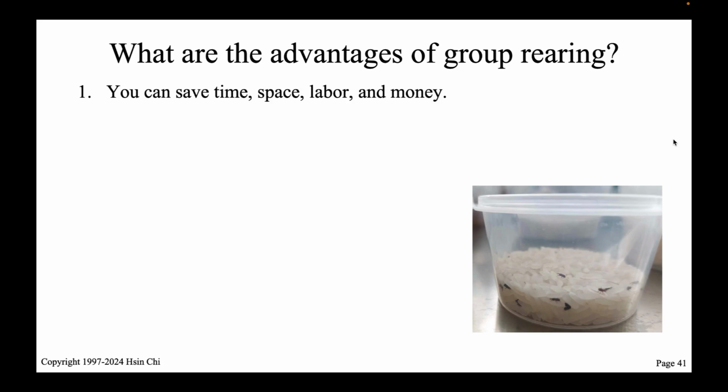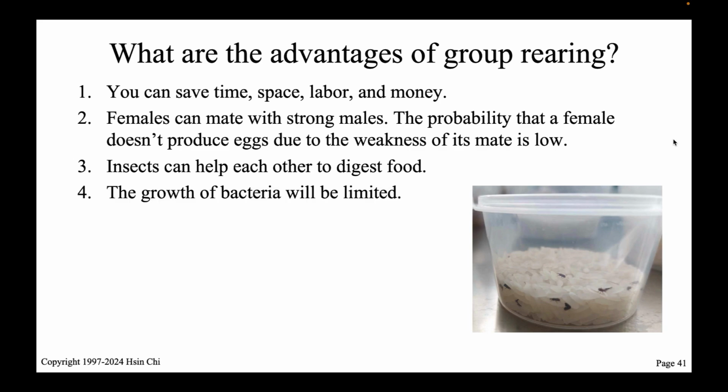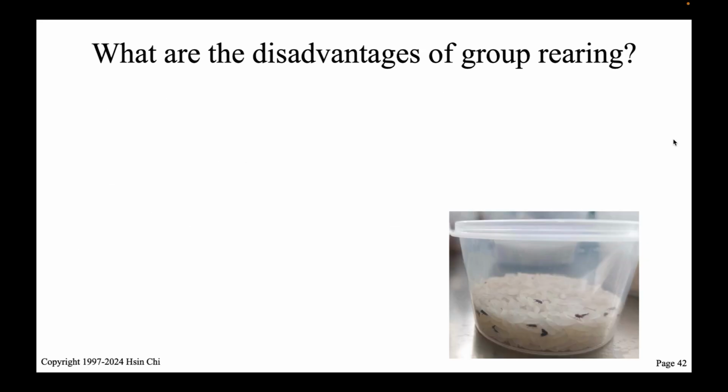What are the advantages of group rearing? You can save time, space, labor, and money. Females can mate with strong males. The probability that a female doesn't produce eggs due to the weakness of its mate is low. Insects can help each other to digest food. The growth of bacteria will be limited. It might be closer to the natural condition.